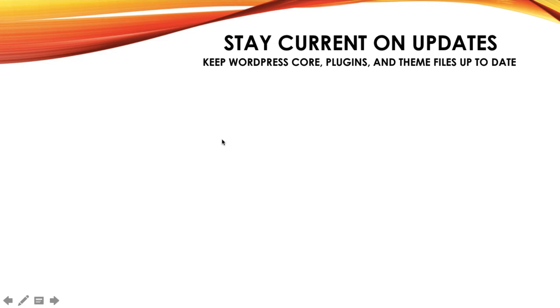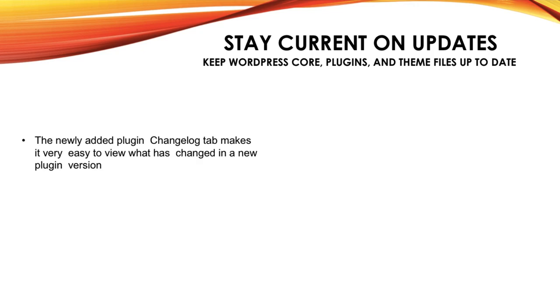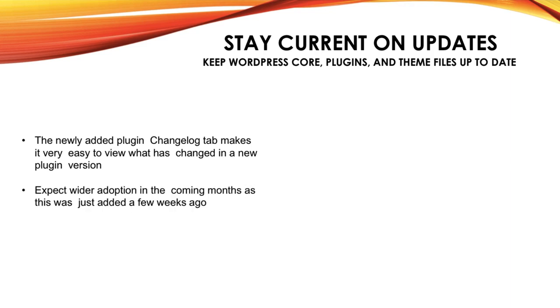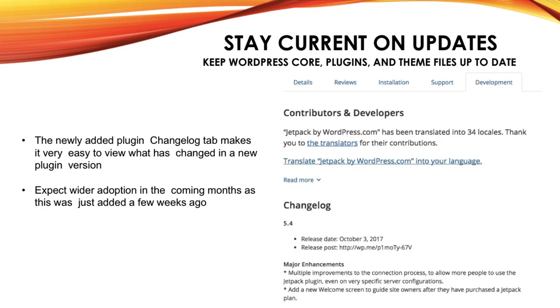So stay current on updates. This is the most vulnerable. Sorry, I cannot pronounce this word properly. So stay current on updates means keep your themes and plugins and WordPress core installation up to date with the latest version. The newly added plugin changelog tab makes it very easy to view what has changed in a new plugin version. Expect wider adoption in the coming months as this was just added a few weeks ago.